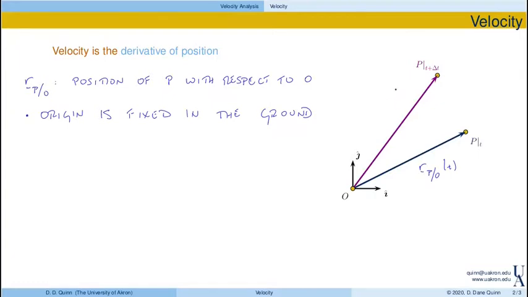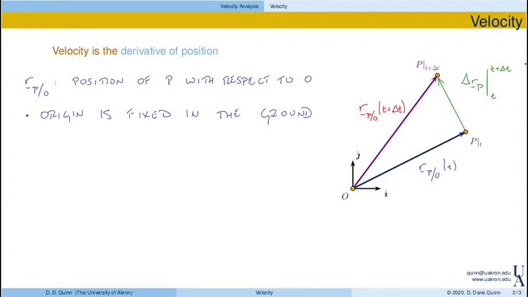Then we have this position vector written at a new time, so that's p with respect to o at time t plus delta t. The displacement of p would be given by this vector from the initial time to the final time, and we would define that as delta r of p from time t to time t plus delta t.